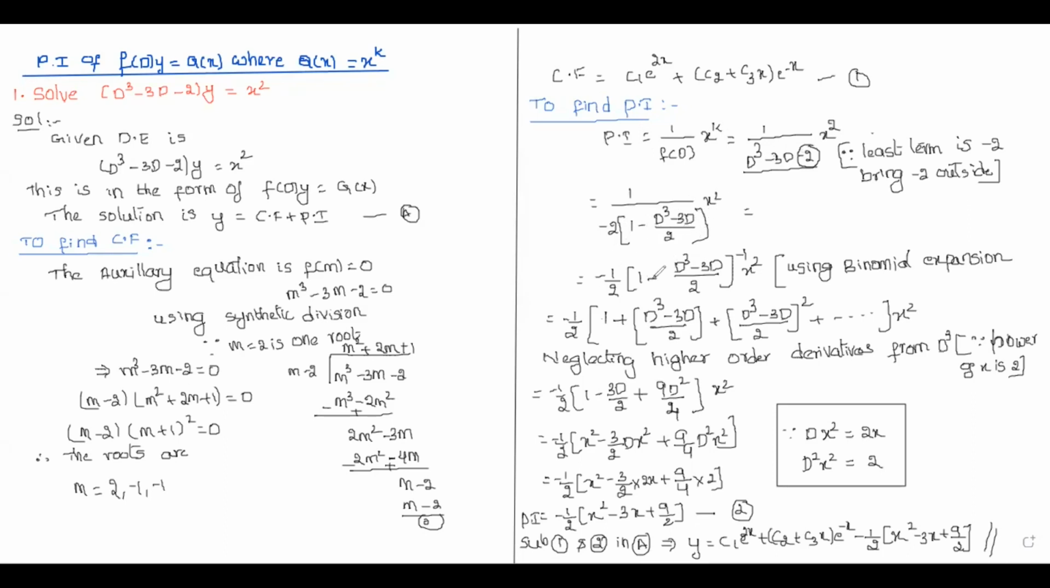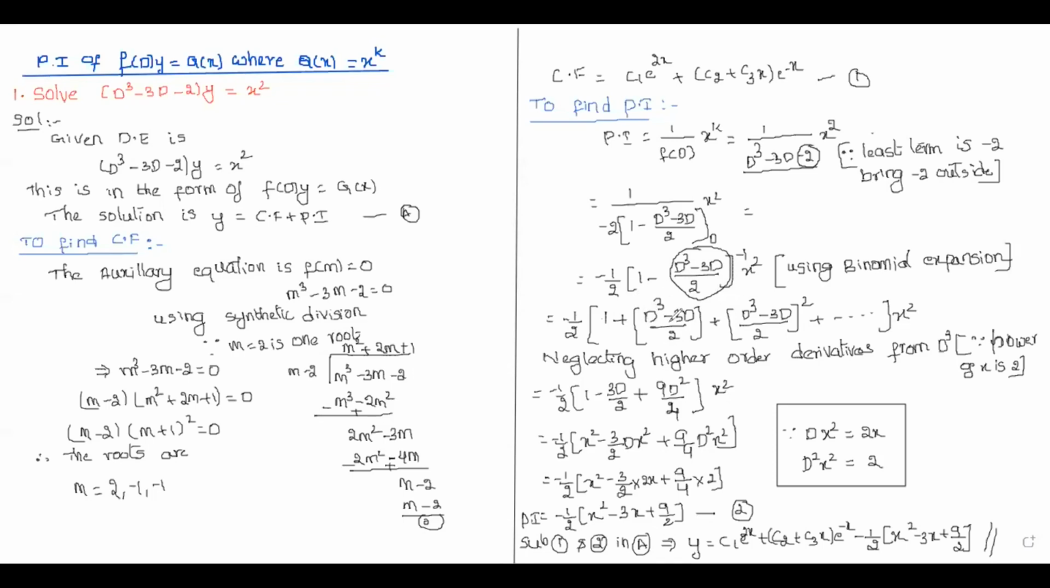Now you bring this (1 minus d cube minus 3d) whole by 2 to the numerator. It will become minus 1 x square. So already we discussed the binomial expansions. By using the binomial expansion formula for (1 minus d) whole power minus 1, this whole part you have to consider as d. This will be in the form of (1 minus d) whole power minus 1. So the expansion is 1 plus d plus d square plus and so on.